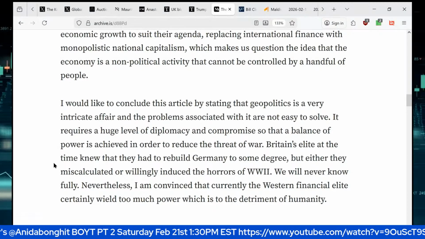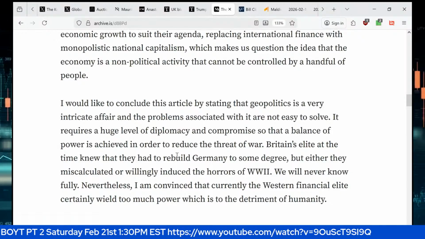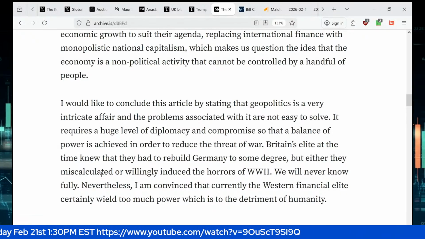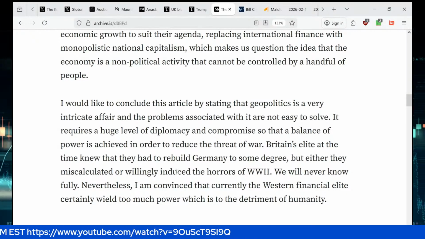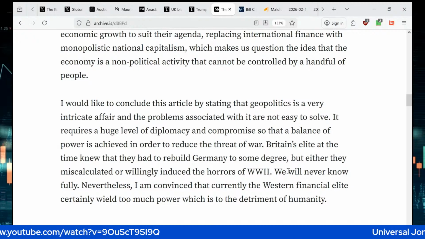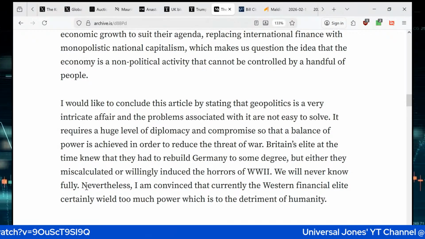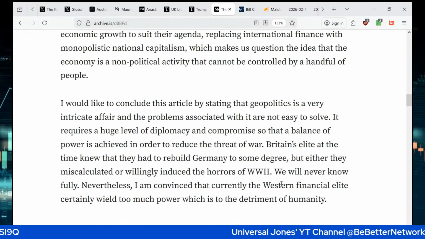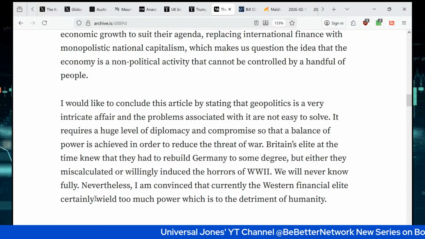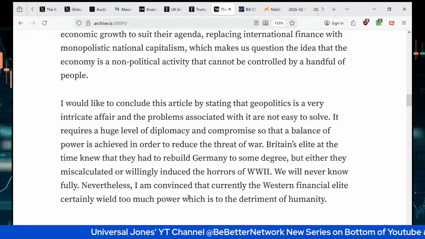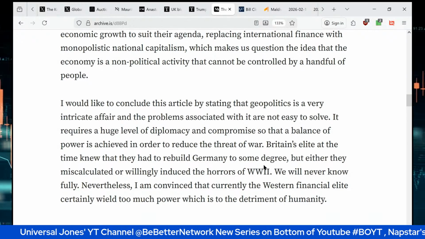Britain's elite at the time knew that they had to rebuild Germany to some degree, but either they miscalculated or willingly induced the horrors of World War II. We will never know fully. Nevertheless, I'm convinced that currently the Western financial elite wield too much power, which is to the detriment of humanity.